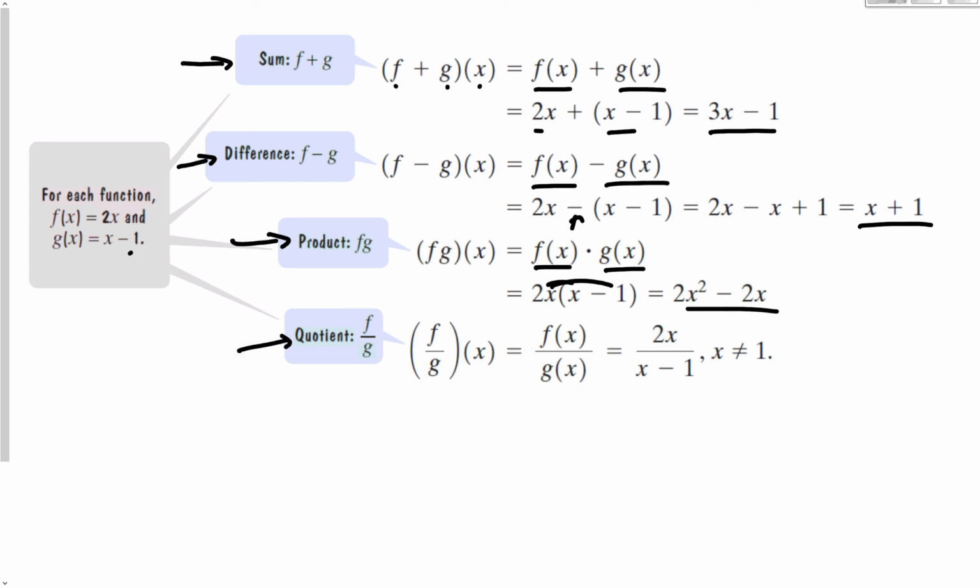Now for the quotient function, even if 2x and x minus 1 have domains of all real numbers, which they do, as soon as I start to divide, I have to make sure that g of x is not equal to 0. So x minus 1 cannot be equal to 0, so x cannot be equal to 1. So when I make a quotient function, unless the bottom can never equal 0, it's going to have somewhere that the function is not defined.